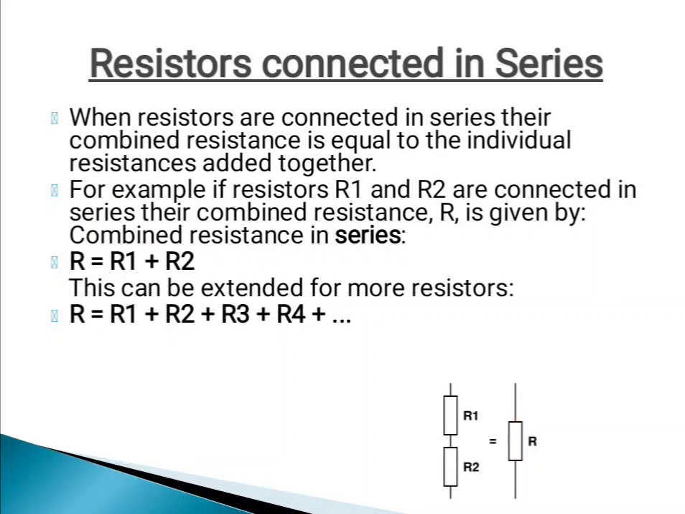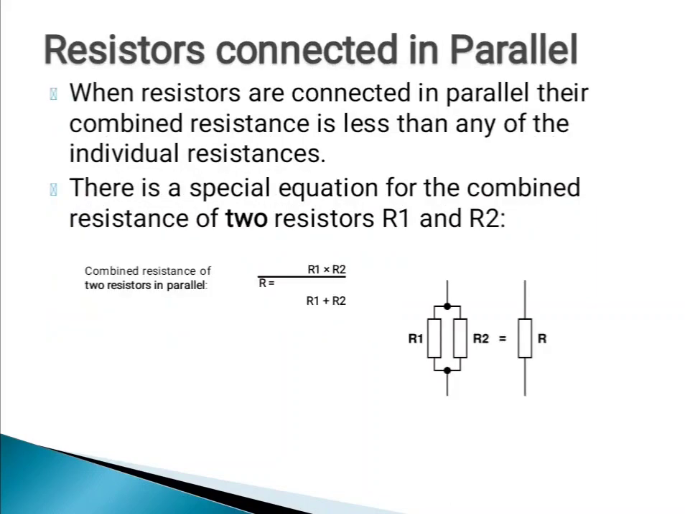In a similar way, when more than two resistors are connected in series, the equivalent resistance can be represented as R is equal to R1 plus R2 plus R3 plus R4, and so on. So as the number of resistors connected in series increases, the equivalent resistance is all the resistors added. That is the equivalent resistance when resistors are connected in series.